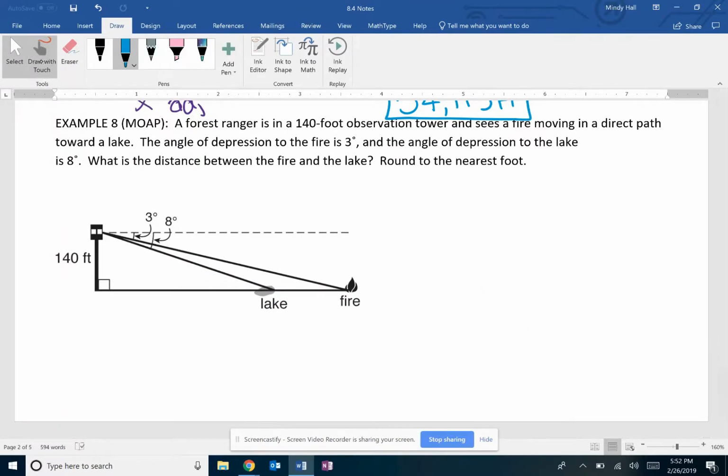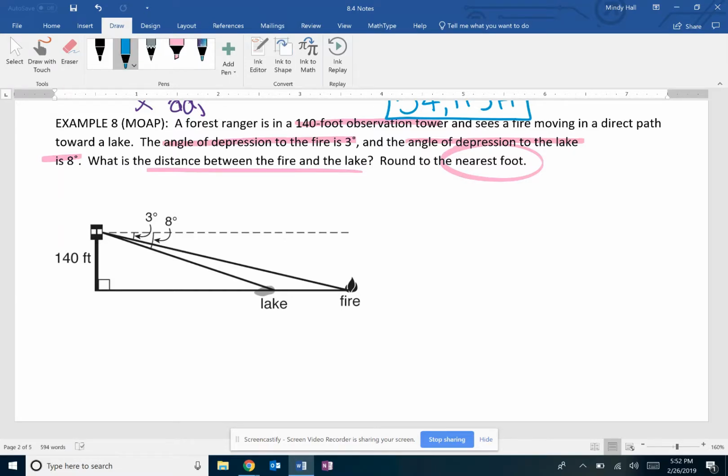So with the next one, it's a little bit different because we have 2 points of interest now that we're looking at. So we have a forest ranger that is in a 140-foot observation tower, and he sees a fire moving in a direct path towards the lake. The angle of depression to the fire is 3 degrees, and the angle of depression to the lake is 8 degrees. And we want to know what is the distance between the fire and the lake, rounding to the nearest foot.